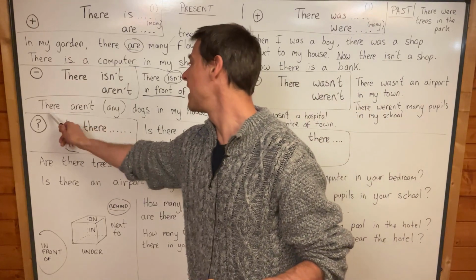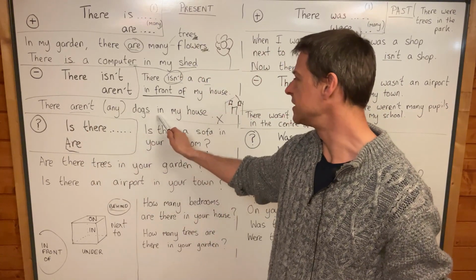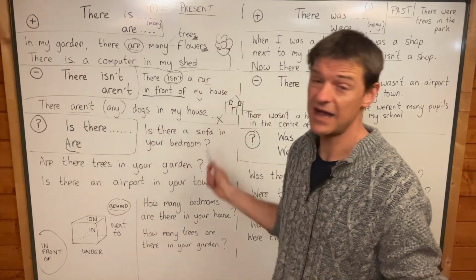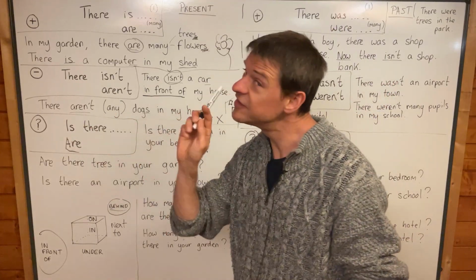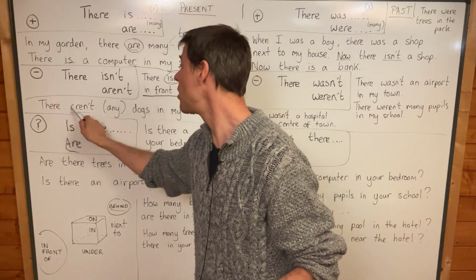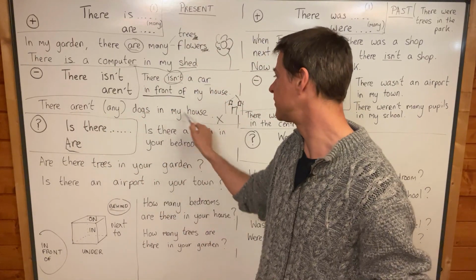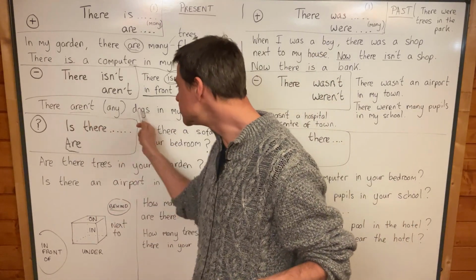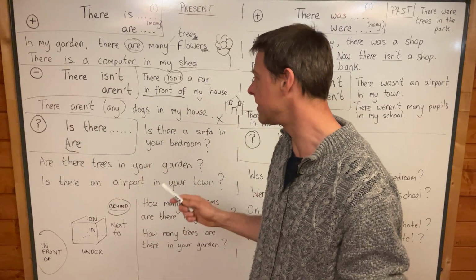There aren't dogs in my house, or dogs aren't in my house. The same. And sometimes we say there aren't any dogs in my house. It's the same. There aren't dogs in my house. There aren't any dogs in my house.